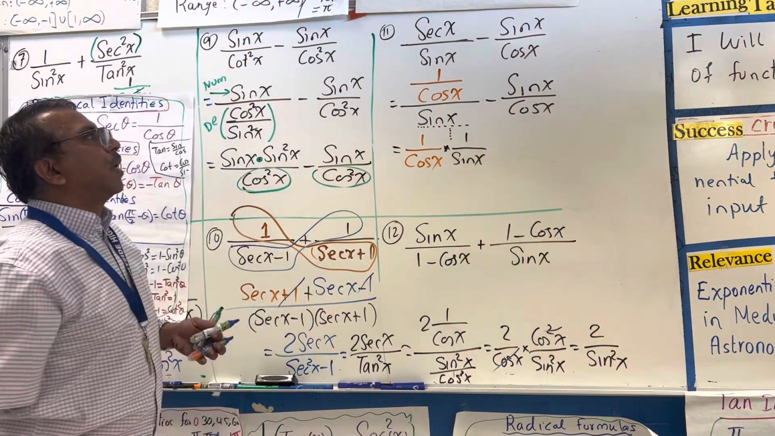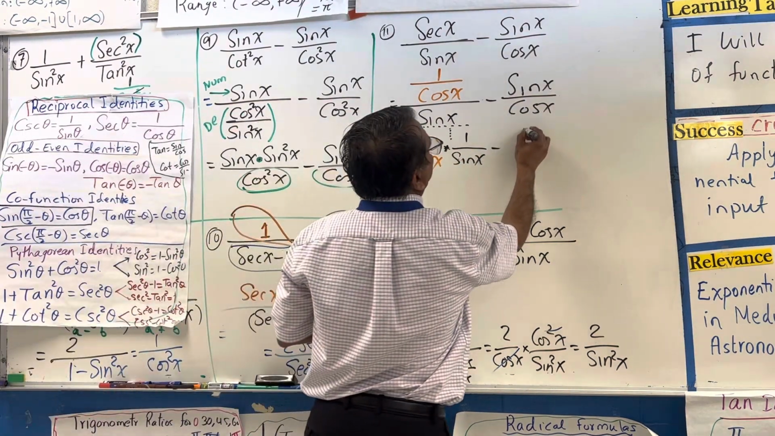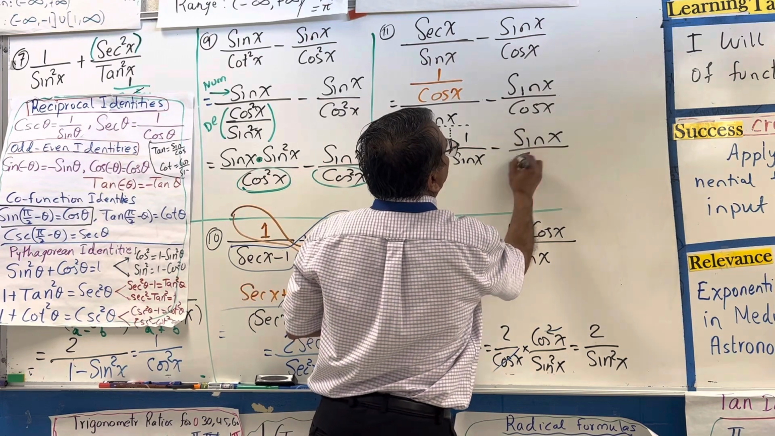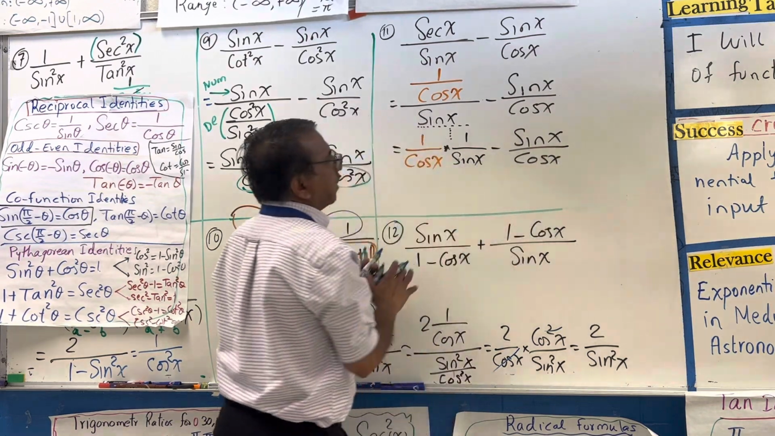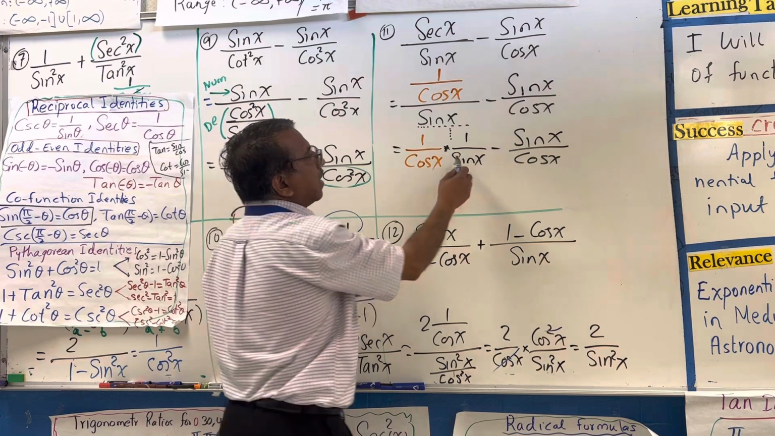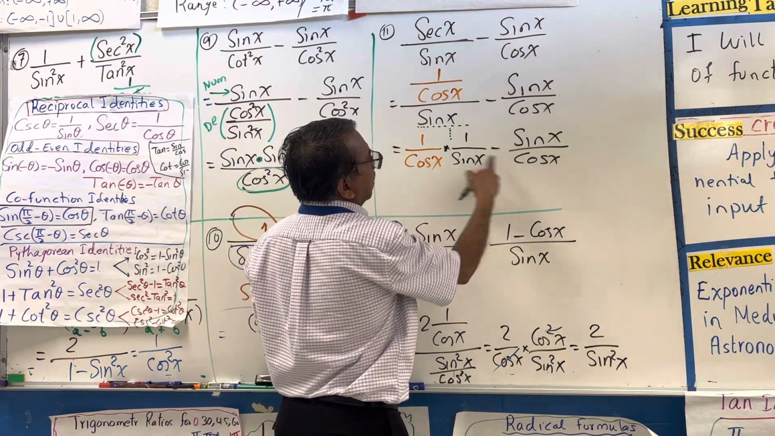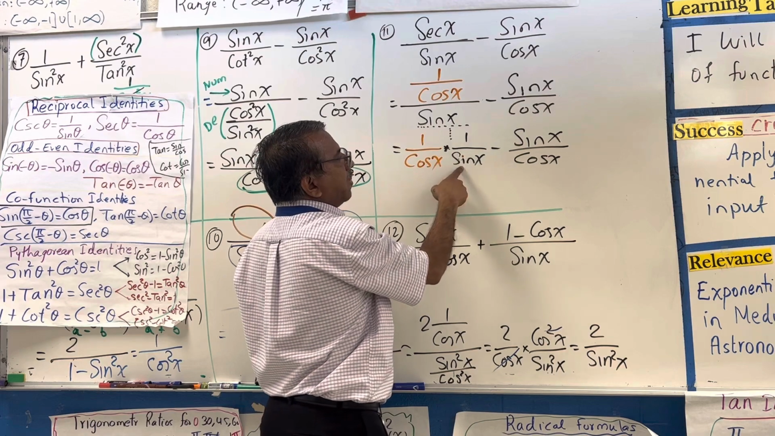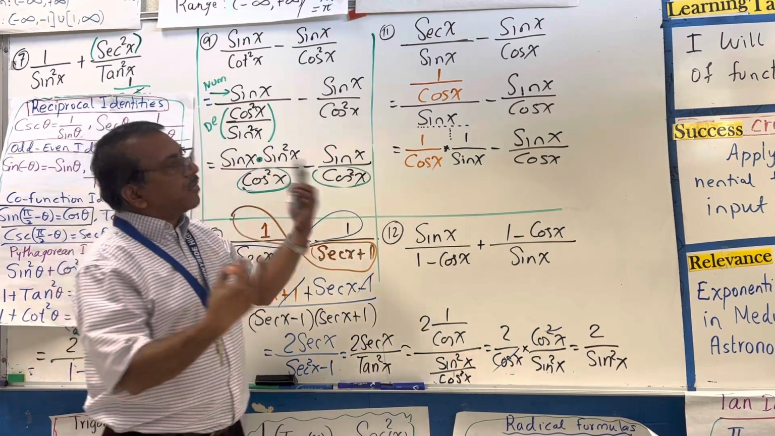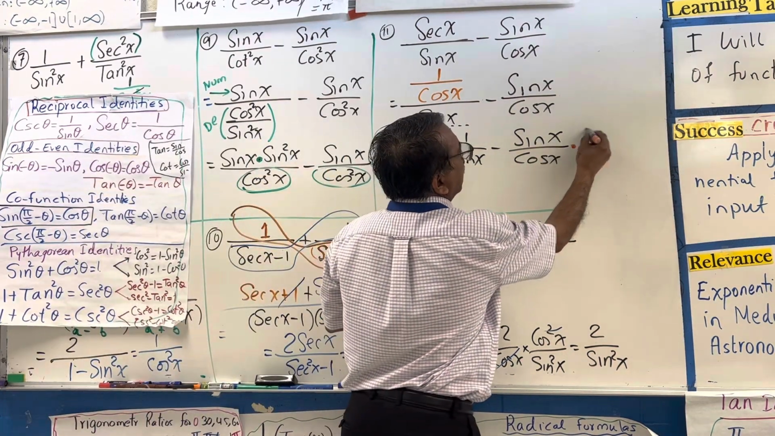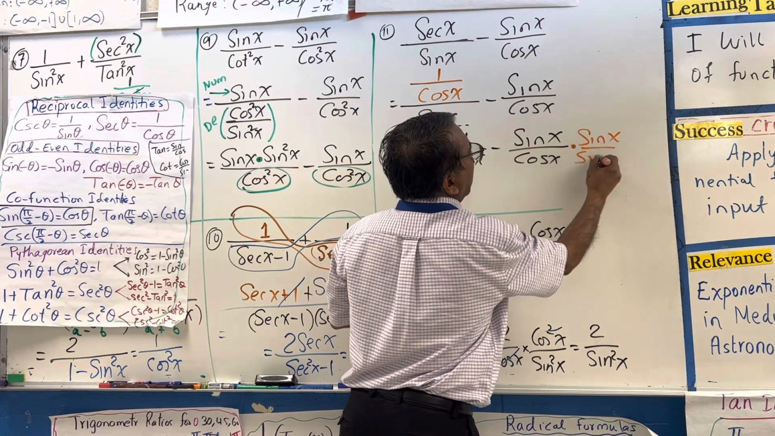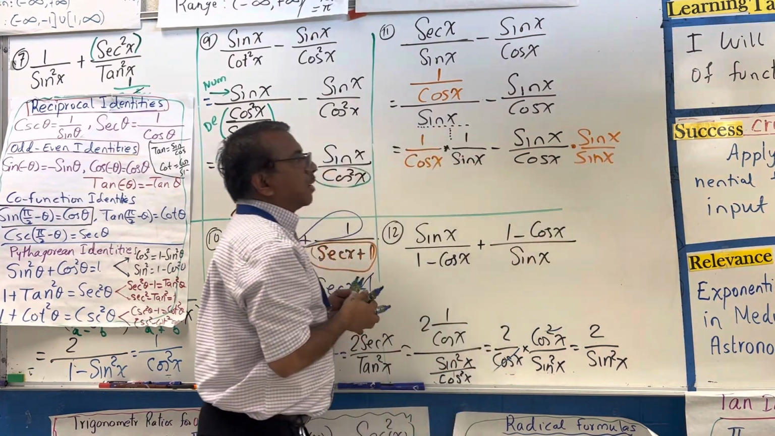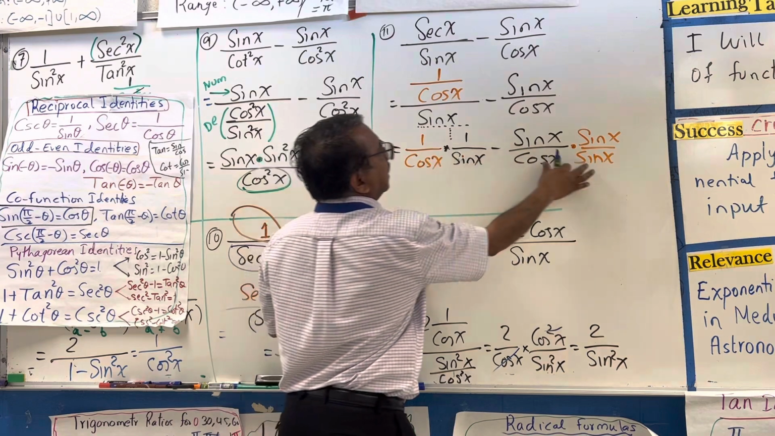Keep, change, flip. And this stays there, sine of x cosine of x. Now, how do I combine these two expressions? You see the sine x and the cosine x both have denominator cosine of x, but there's an additional sine x multiplying. So we need to have a sine x right here too. So you multiply and divide by sine x. Now they are the same, see? Both these two things are the same thing.